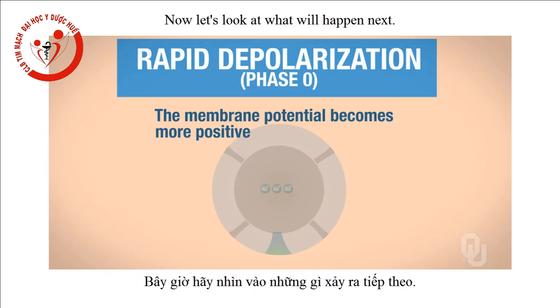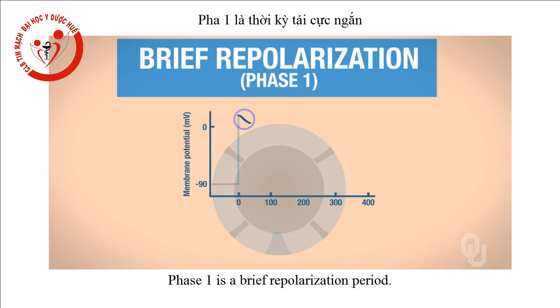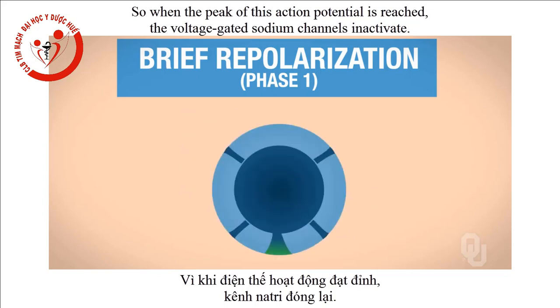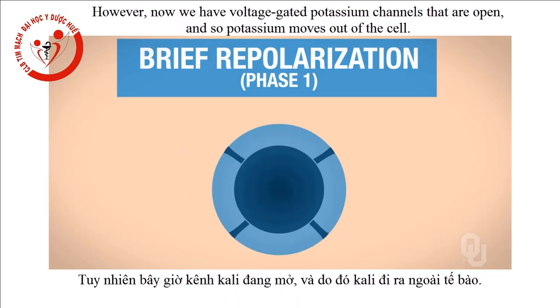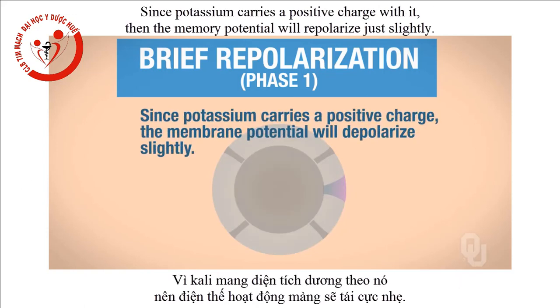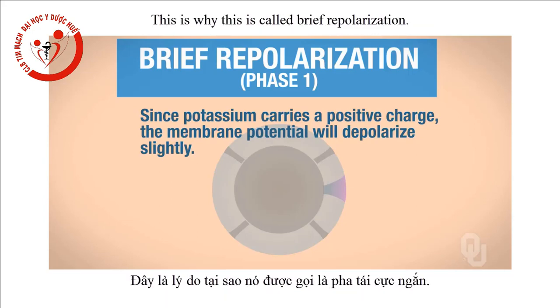Now let's look at what will happen next. Phase 1 is a brief repolarization period. So when the peak of this action potential is reached, the voltage-gated sodium channels inactivate. However, now we have voltage-gated potassium channels that are open. And so potassium moves out of the cell. Since potassium carries a positive charge with it, the membrane potential will repolarize just slightly. This is why this is called brief repolarization.